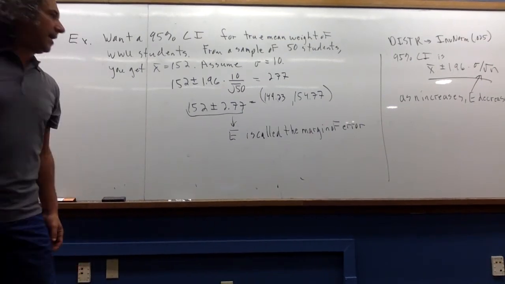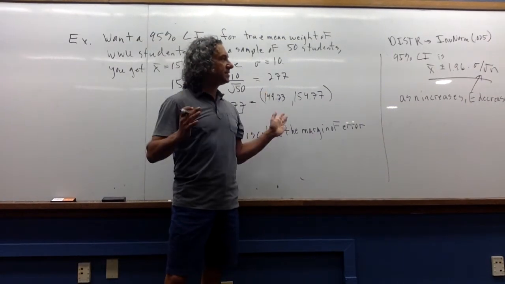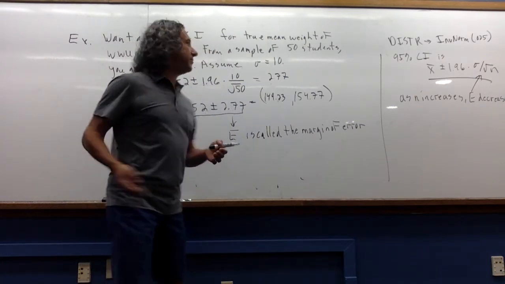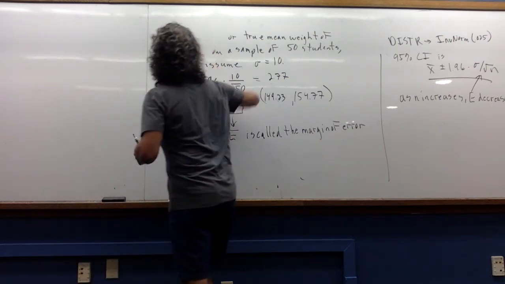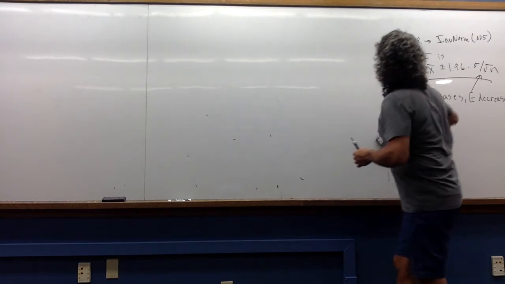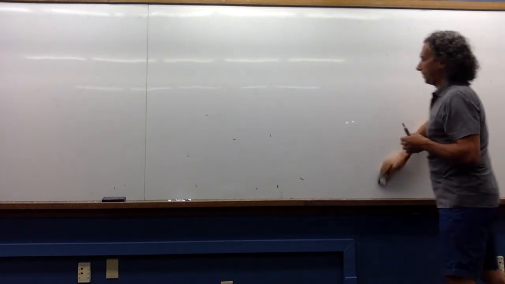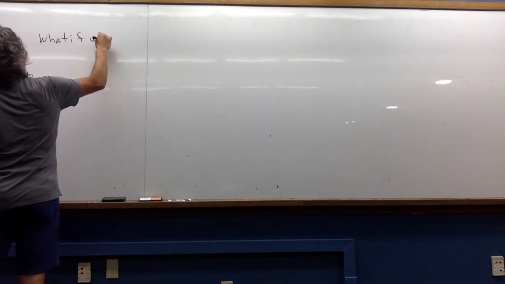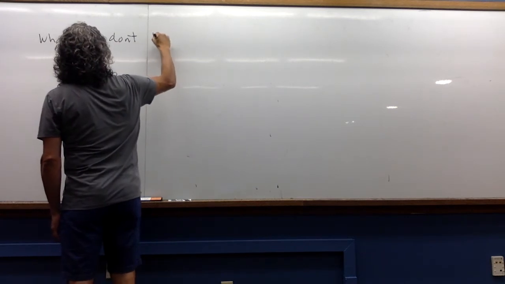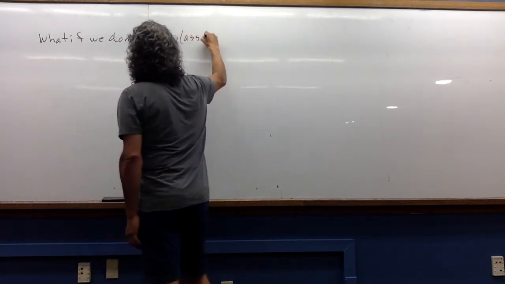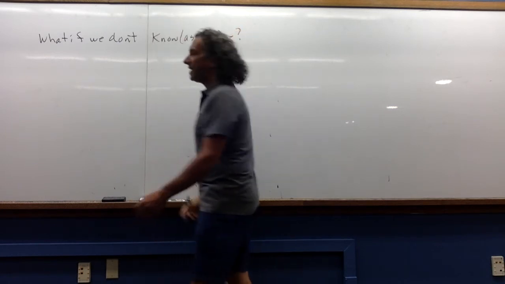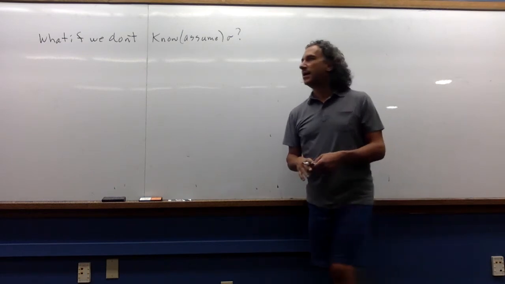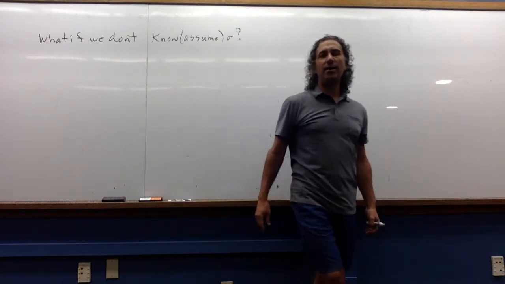Okay, so this is great. This is the start. In reality, you're probably not going to know sigma. So what do we do if we don't know, or maybe better language is assume sigma? Because again, in reality, you're never going to know sigma. If you know sigma, you're wasting your time doing statistics because the only way to know sigma is if you have information about the entire population.